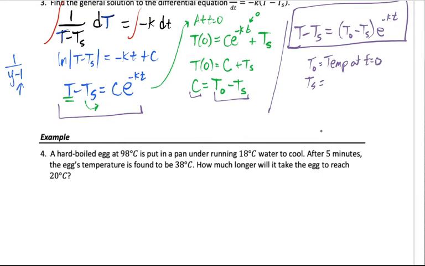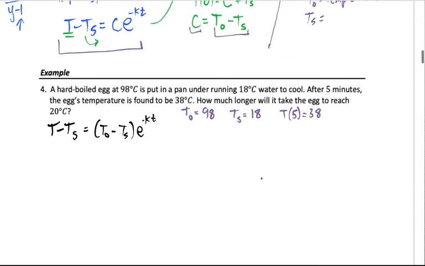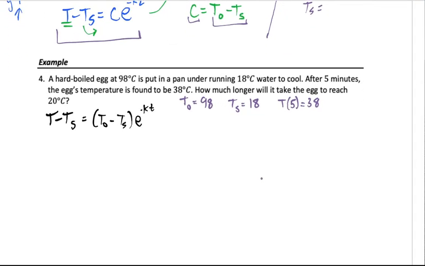So let's just assume we've done all of this background stuff, and we're going to start with this T minus Ts equals T0 minus Ts e to the negative kt formula. All right? And we have some things that they gave us. So they told us that the original temperature at time 0 is 98. They told us that the surrounding temperature of the water is 18. And then they also said that T after 5 minutes is 38.